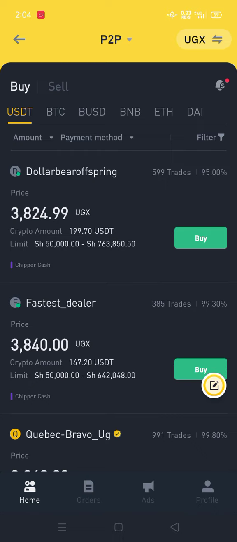So now, let's say there's this trader who is selling his USDT at 3,820. So 3,820 is the price at which this trader is selling their USDT. Now we want to buy from this trader. In order to buy from this trader, we need to first determine how much USDT we are going to buy, how much we are going to sell it at, and what profit we are going to make from it. So to determine that, we need to calculate this.